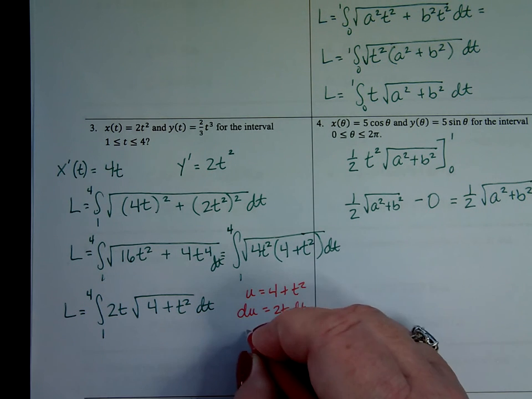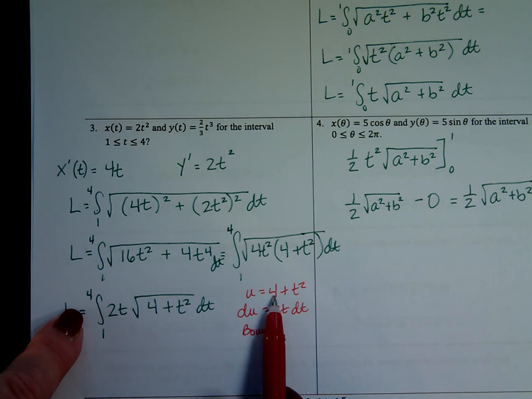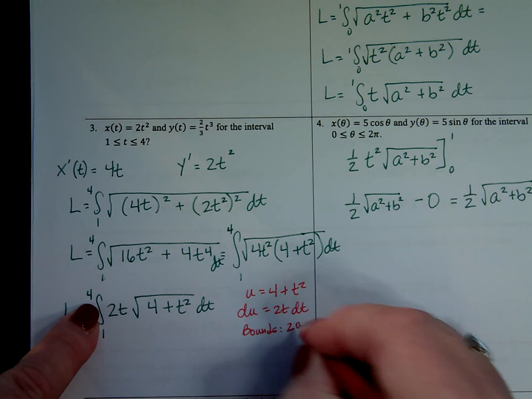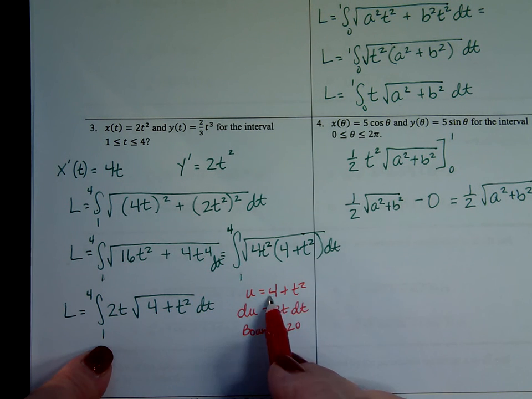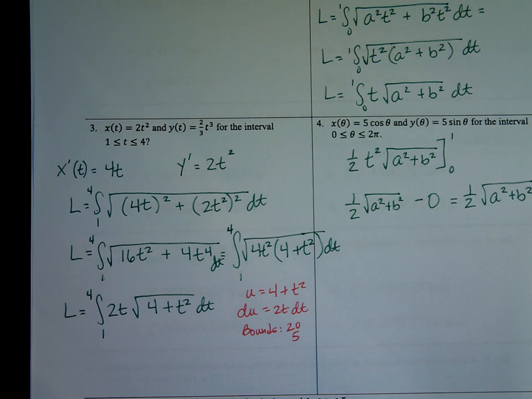But my bounds also change. My bounds change based off of my u equation. So if I put a 4 in here, 4 plus 4 squared is 20. Upper bound's 20. 4 plus 1 squared is 5. So I have new bounds based off of that. Let me see if I can put it together.